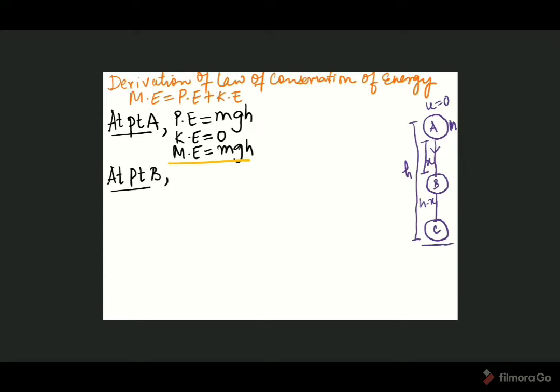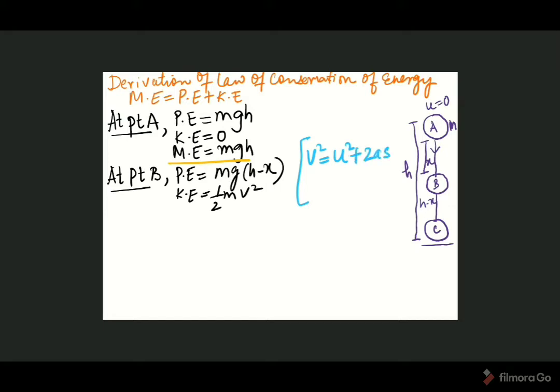Now considering the point B, the potential energy will be equal to mg(h minus x), which is the height from the ground, and the kinetic energy will be equal to half mv square. But here we have to calculate the velocity using the third equation of motion, v square minus u square is equal to 2as, or v square is equal to u square plus 2as. So the initial velocity was 0 and the body has covered distance x, where a can again be changed to g. So v square will become 2gx.